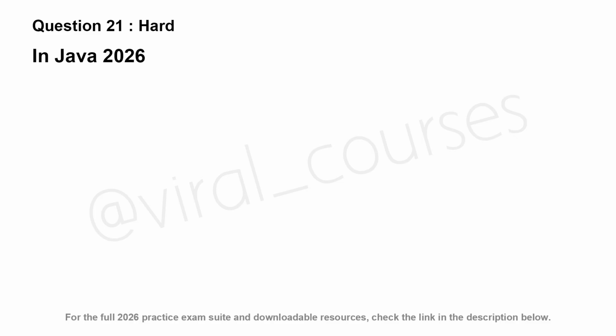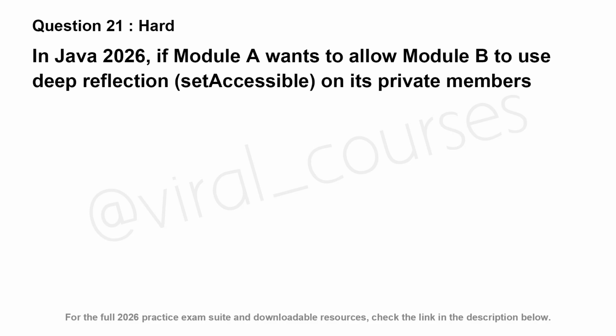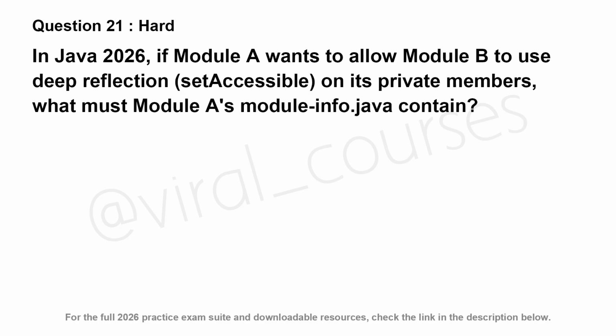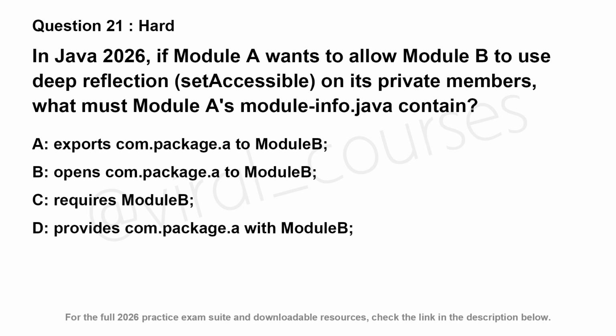In Java 2026, if Module A wants to allow Module B to use deep reflection, setAccessible on its private members, what must Module A's module-info.java contain? Option A, exports com.package.a to ModuleB. Option B, opens com.package.a to ModuleB. Option C, requires ModuleB. Option D, provides com.package.a with ModuleB.